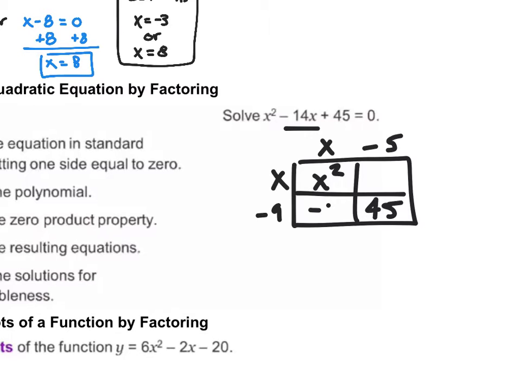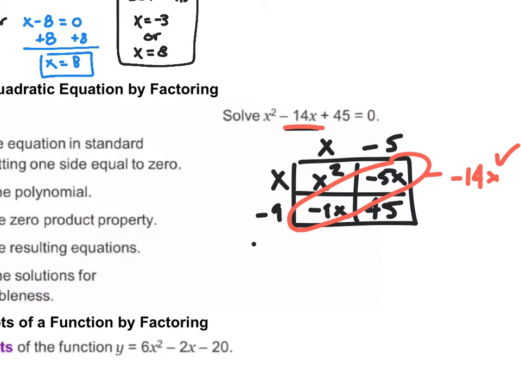So I get negative 9x and negative 5x. Okay, and then I combine my like terms here, and that gives me negative 14x, and that's what we got in the middle, so that's good. This is factored correctly.